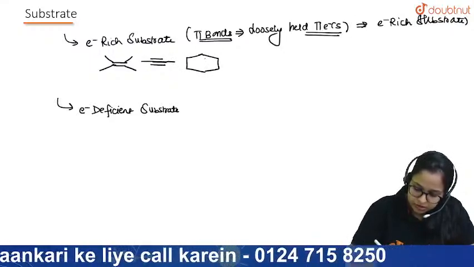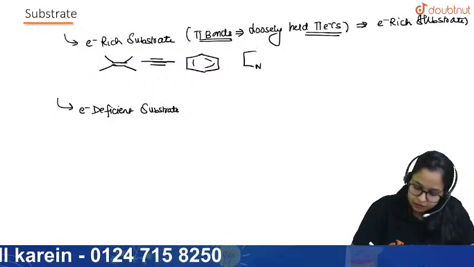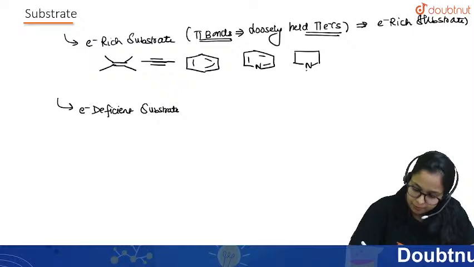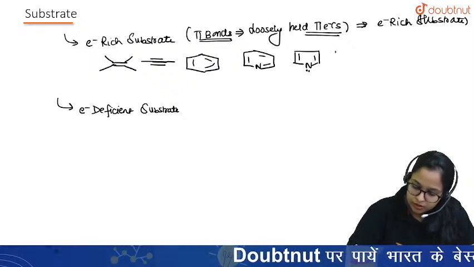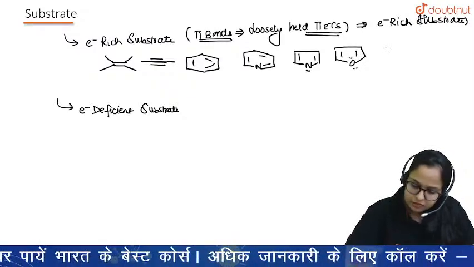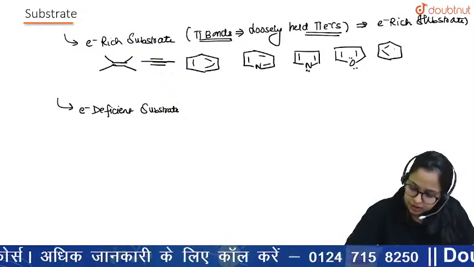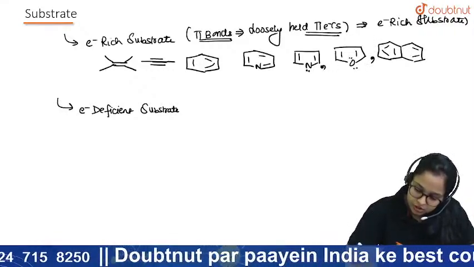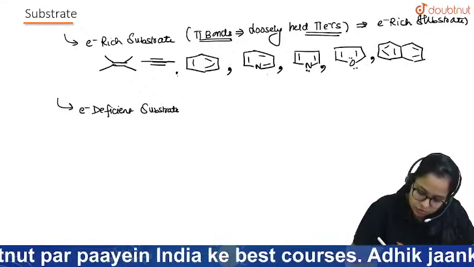Benzene is an electron rich substrate. Naphthalene, pyridine, everything which has pi bonds and an excess of electron density are electron rich substrates. Right? We can also take naphthalene, anthracene, and so on. These are electron rich substrates because you see pi bonds within them, right?